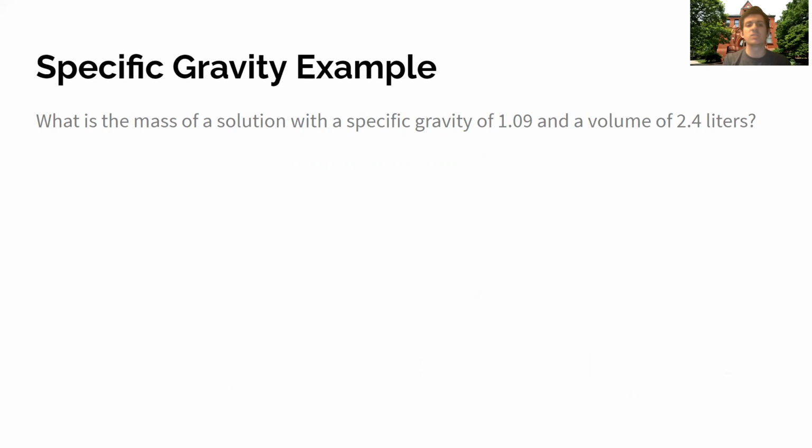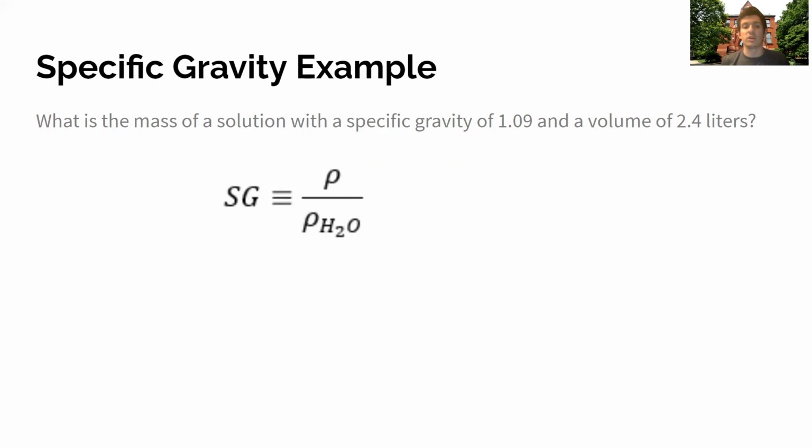So what is the mass of a solution with a specific gravity of 1.09 and a volume of 2.4 liters? So we know a couple things here. We're solving for mass in this case. We want to know the mass of the solution, but we do have a volume, 2.4 liters. And going back to our previous slide, we know that mass and volume can be related by the density. Density is mass over volume. So we want to find the density. We're not directly given the density, but we are given a specific gravity of our solution here.